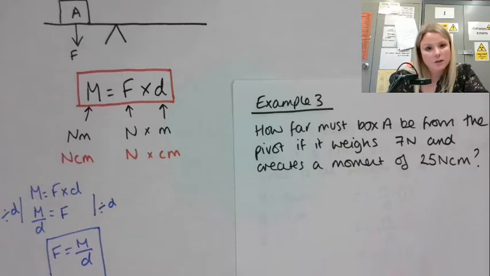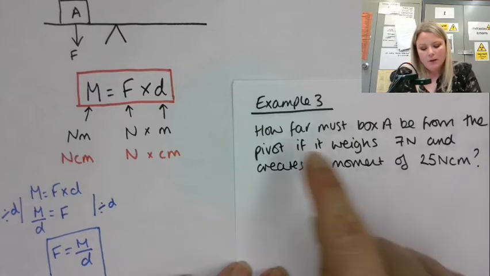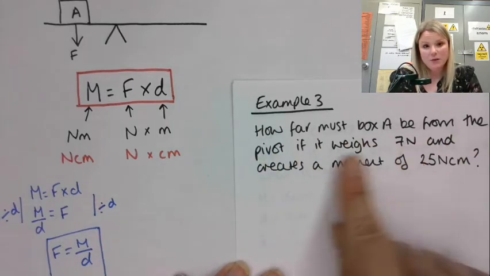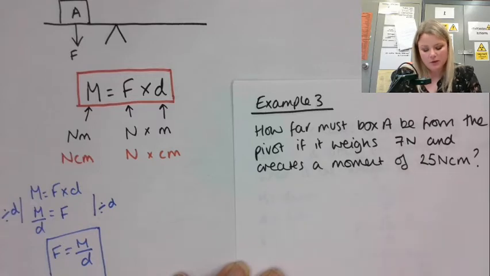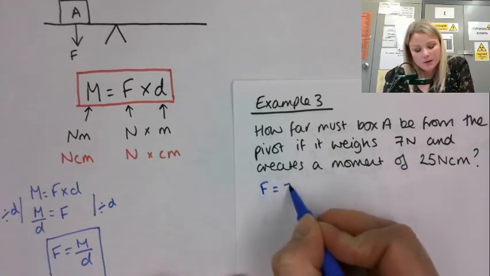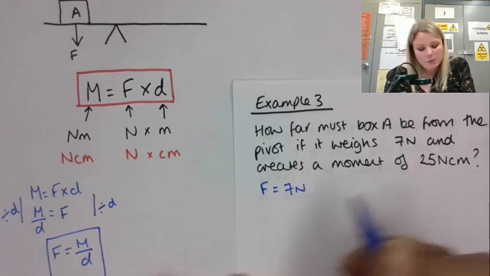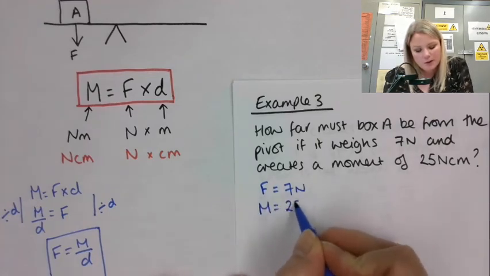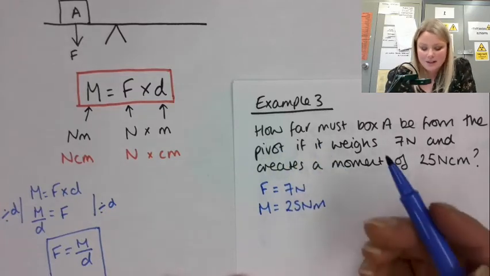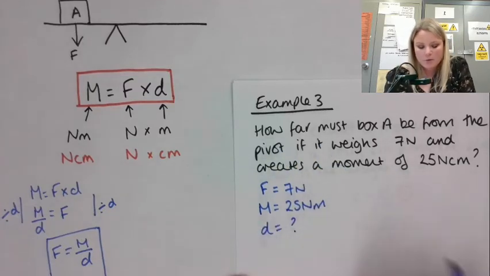Okay, so here's our third example. Again, you're going to have to write this one down. So how far must box A be from the pivot if it weighs 7 newtons and creates a moment of 25 Newton centimeters? So let's make our list of information. The first bit of information that we've been given is its weight, which we know is the force. So that's 7 newtons. We know the moment is 25 Newton centimeters, and it's asking us how far. Well, that's the distance. So distance is what we're trying to figure out.